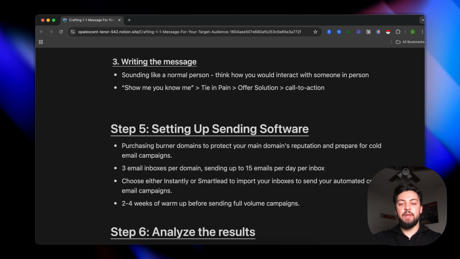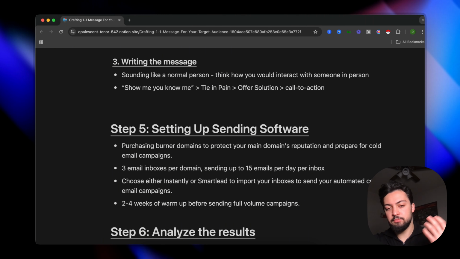Step number 5 is actually setting up the software. This is kind of technical, but I'll roll through it. The first thing is you have to purchase burner domains to protect your main domain's reputation and prepare it for cold email campaigns. You don't want to send from your actual domain, because your domain might get flagged and lose reputation. Therefore, you purchase 3 email inboxes per domain. And the current rules are you're sending up to 15 emails per day per inbox. That's the sweet spot that we found.